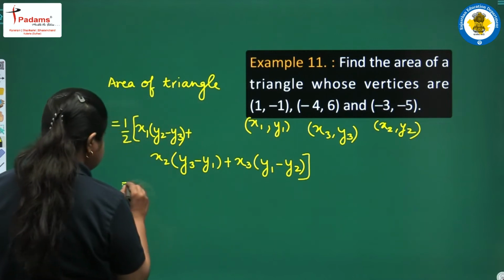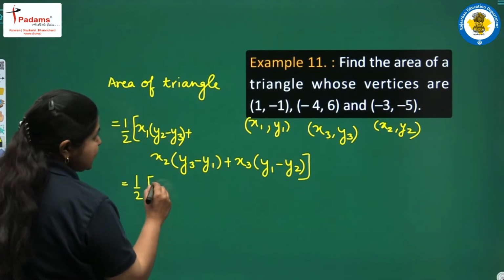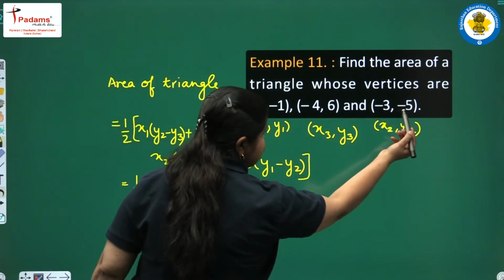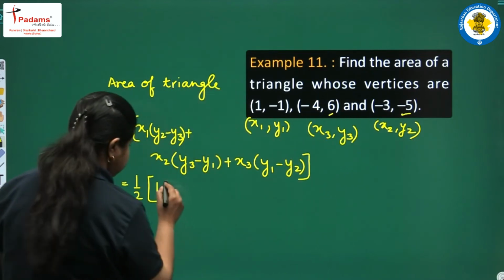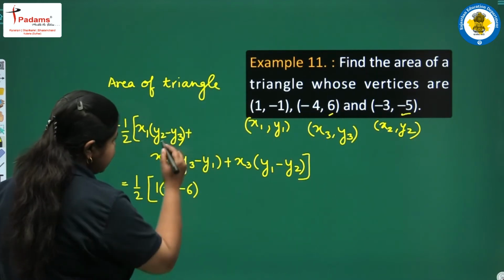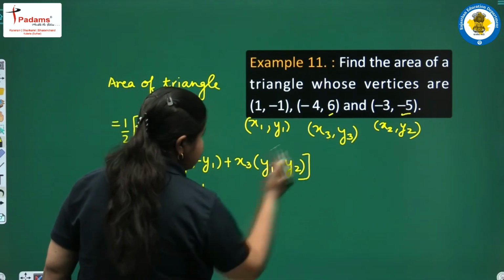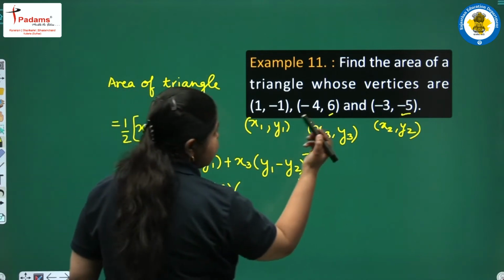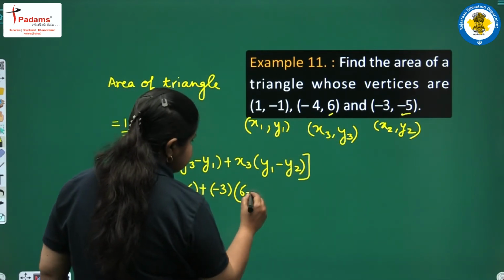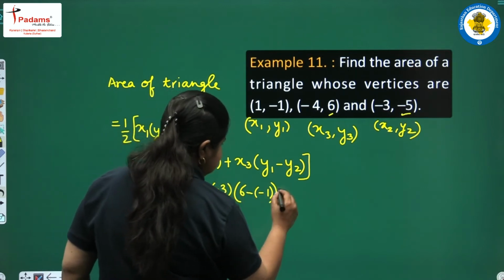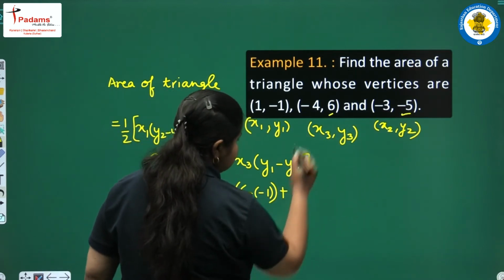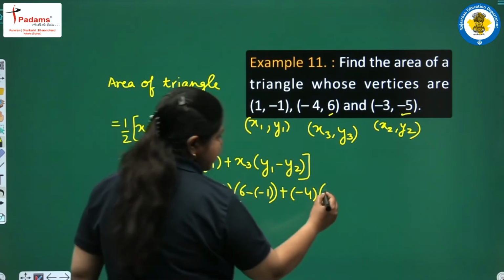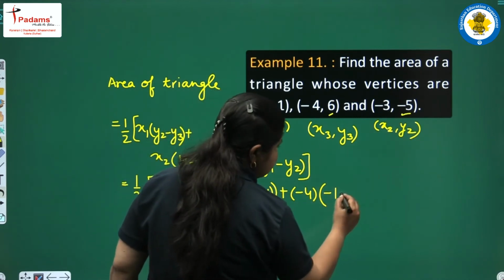Okay, now let us place the values in it. Half into x1, it is 1, we have taken it as 1. Then y2 minus y3. For y2, now we are taking this, keep in mind, -5 minus 6. Okay, then plus x2, we are taking now as -3, and then we will take y3 minus y1. y3 is 6 this time and y1 is -1. Then plus x3, we are taking it as here -4 and then y1 minus y2. y1 we are taking as -1 and then minus y2 which will be -5.